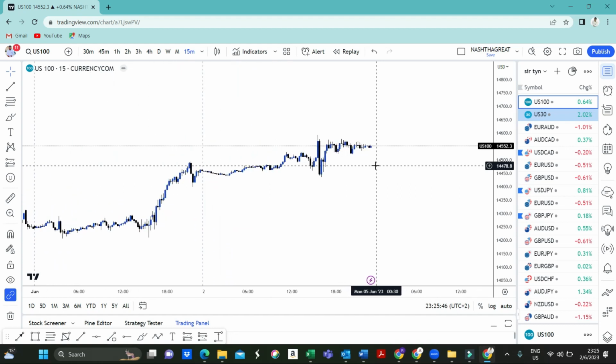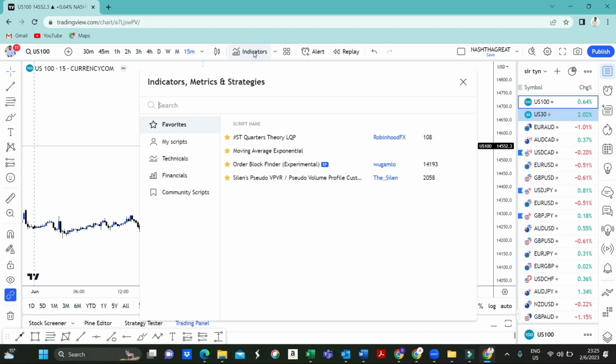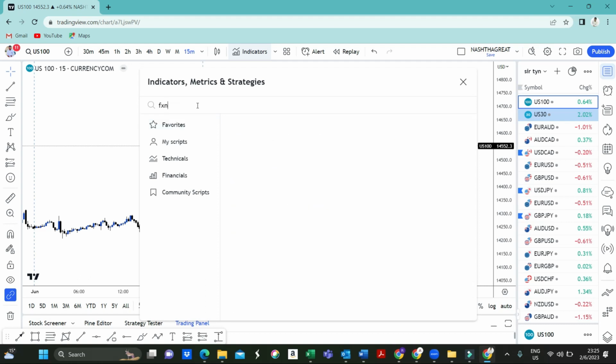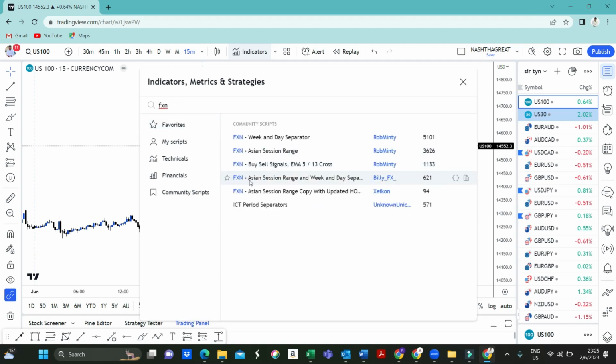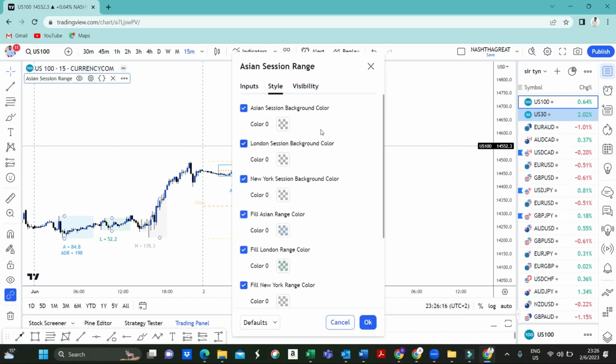Then we are also going to add an indicator that we'll be using. I've explained some setups that we put on this indicator. You just come here on the indicator and search FXN. This indicator is the one that we're going to use to spot our sessions. So just select this one, Asian session range, copy with updated H or whatever, then you just put it there. So you come to this section so that we change some settings on our indicator.